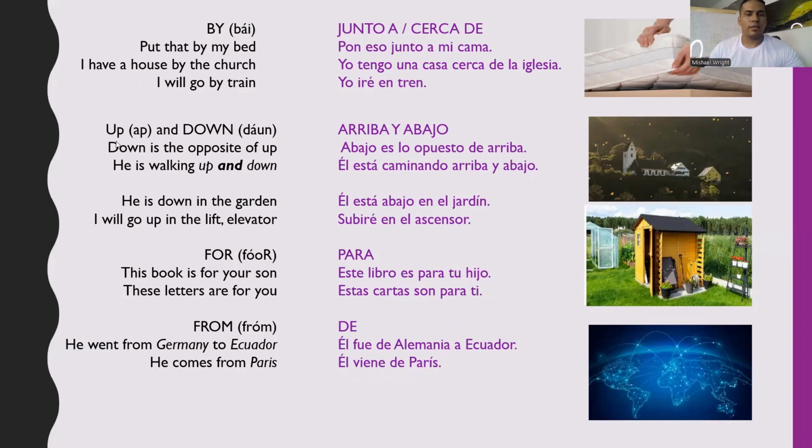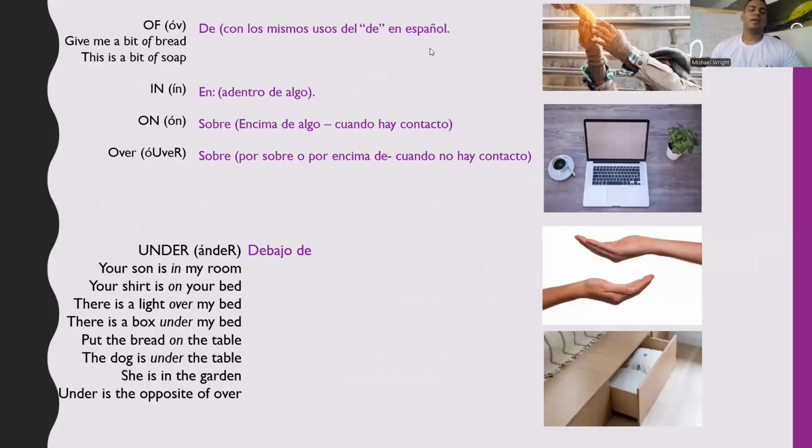Okay, so let's see the order of the ones that I was talking about. Some is called of, it has the same uses as de in Spanish, right? So I can say, give me a bit of bread. That would be like, give me a piece of that bread, no? But you don't say piece because you use piece with cake, a piece of cake. But in this case, you use bit of bread.